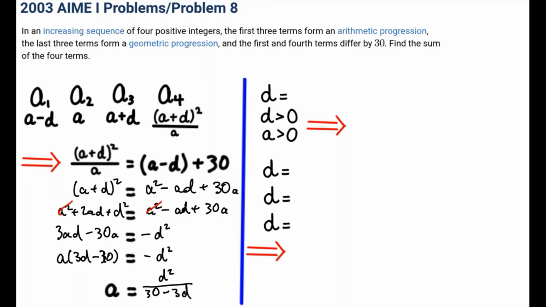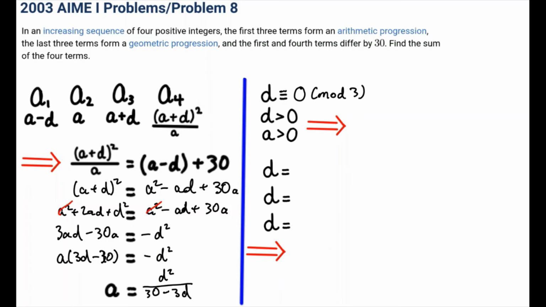Now, we can obviously tell, since a is an integer, d has to be a multiple of 3. So let's write that down. d is equal to 0 mod 3, which is also the same thing as d being a multiple of 3.